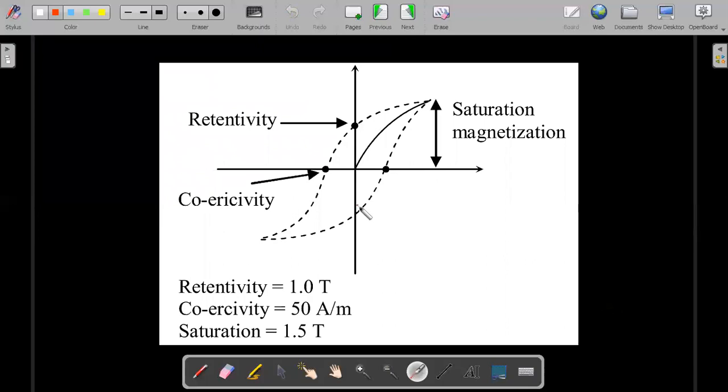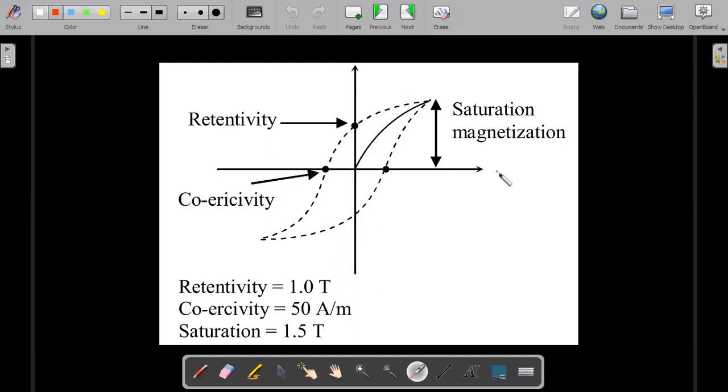So retentivity is the y intercept. If you are increasing the value of H, that is increasing the current, then B actually increases, but it saturates at a certain value. So this is the saturation magnetization, the highest value of B. But once you start reducing the value of H, that is removing the current in that experiment, instead of coming back along the same line, actually the B would be retained by some value.